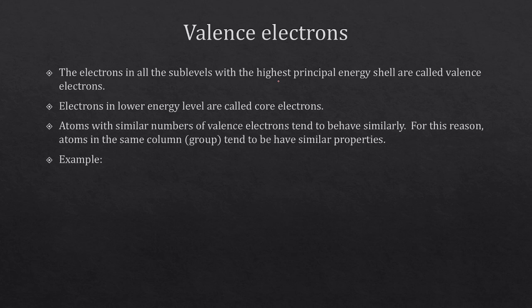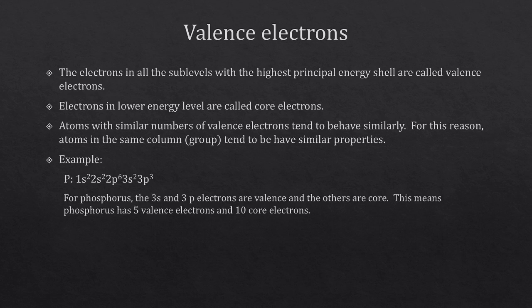So atoms with a similar number of valence electrons tend to behave similarly. For this reason, atoms in the same column or group tend to have similar properties, since every element that is in the same column will have the same number of valence electrons.